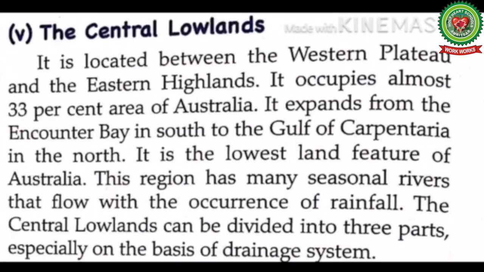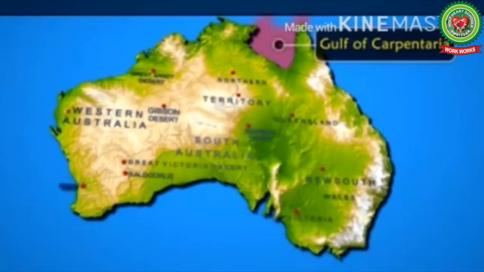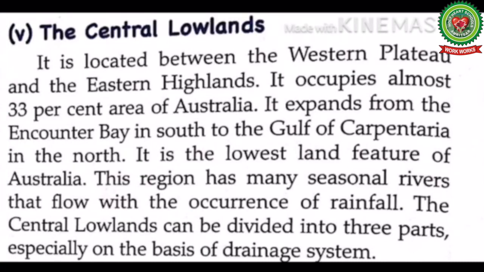It occupies almost 33% area of Australia. It expands from the Encounter Bay in the south to the Gulf of Carpentaria in the north. It is the lowest land feature of Australia. This region has many seasonal rivers that flow with the occurrence of rainfall. The central lowlands can be divided into three parts, especially on the basis of drainage system.